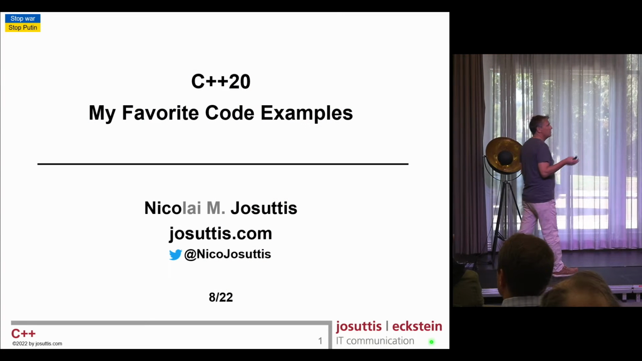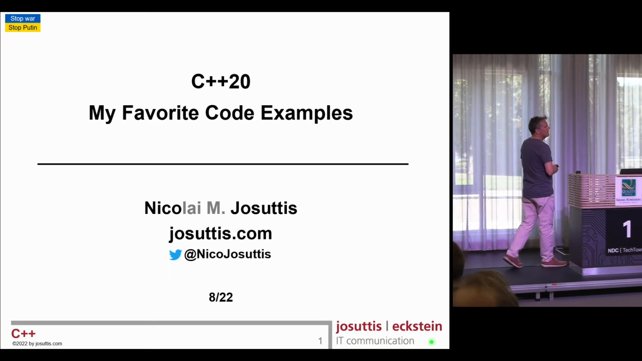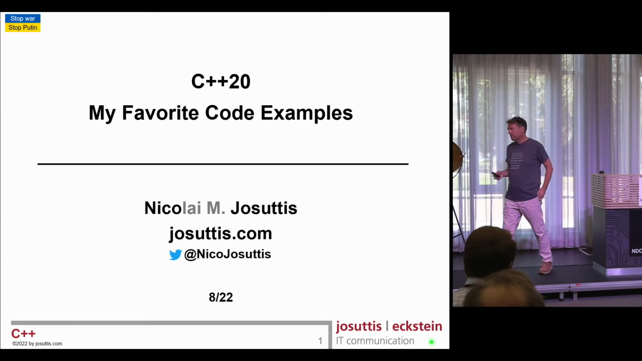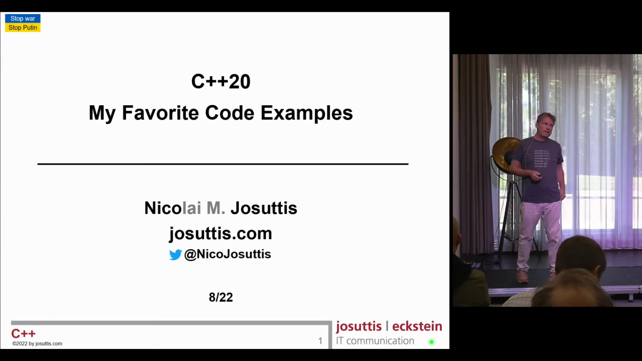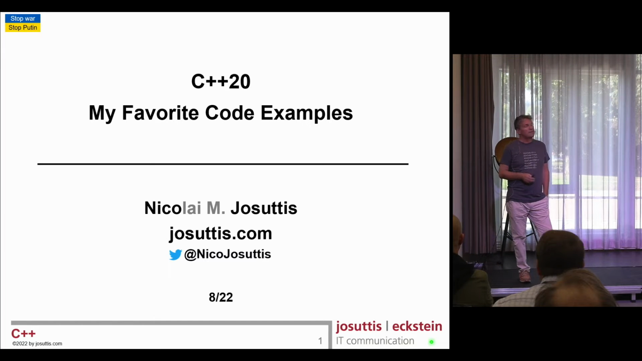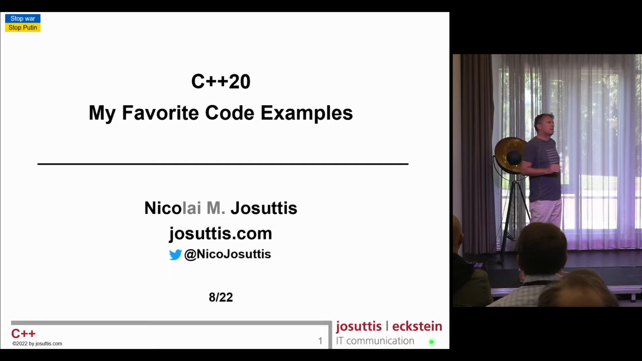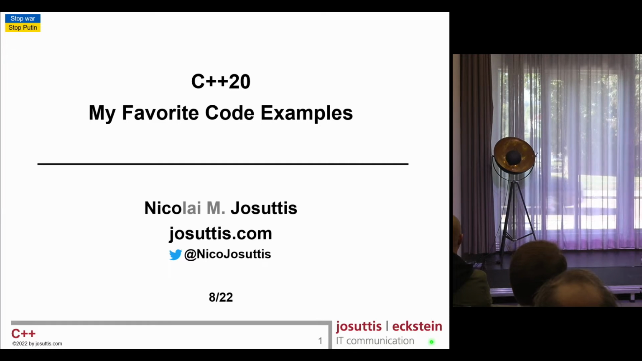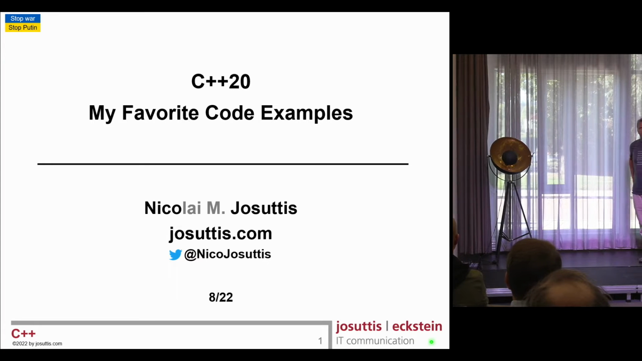My name is Nicolai Josuttis. You might have heard my name. I'm currently writing a book about C++20. It's almost done. Only 700 pages. Just 20. And I have a chance to talk 1 hour about my favorite examples.